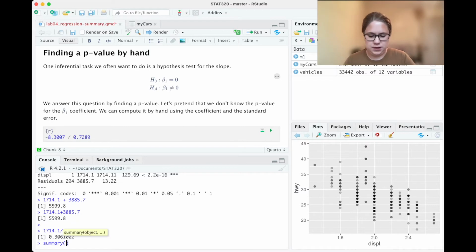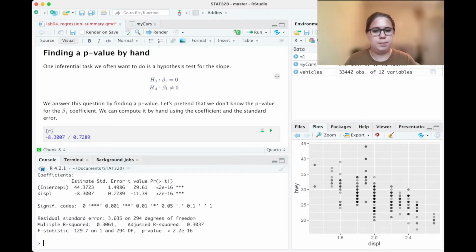One would be if you're allowed to make the model like this, you could just literally look in the table and say, yep, that looks really significant. The p-value is basically 0. It has 3 stars. That means it's really significant. So I'm going to reject the null hypothesis in favor of the alternative. But sometimes, like on an exam, you're only given part of the information.